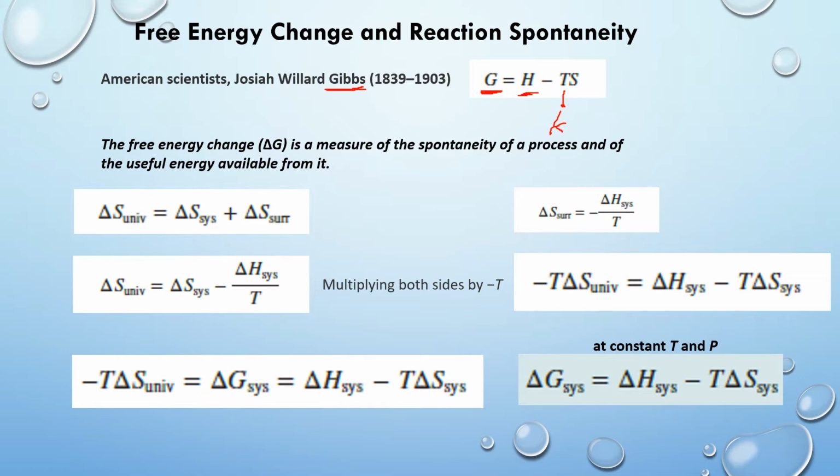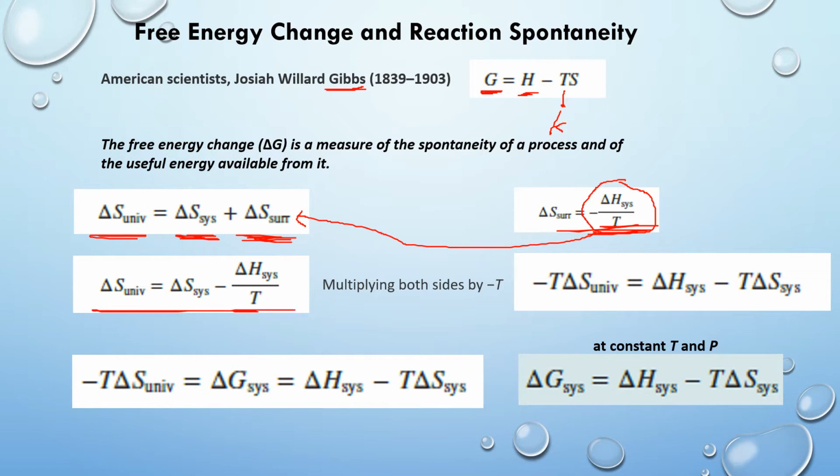Earlier we had the delta S of the universe equal to the sum of these two. From the previous video, we know delta S of the surrounding is equal to negative delta H of the system divided by the temperature. So we can substitute this for delta S surrounding, and the equation becomes this second equation. If we multiply by negative temperature on both sides, the left side becomes negative temperature times delta S of the universe, and the right-hand side becomes delta H of the system minus temperature times the delta S of the system.